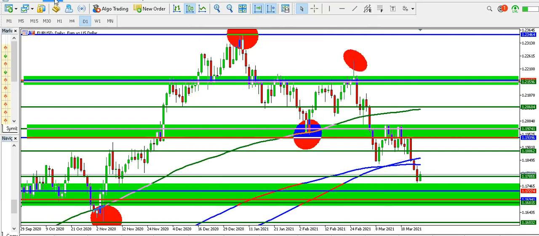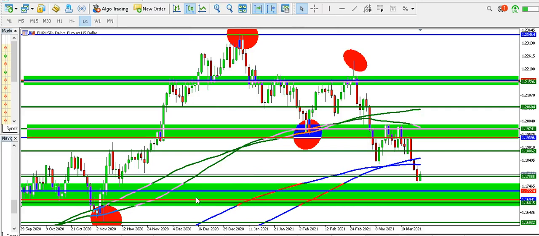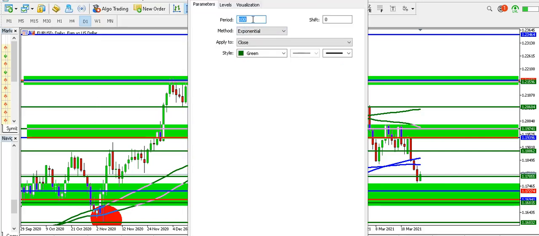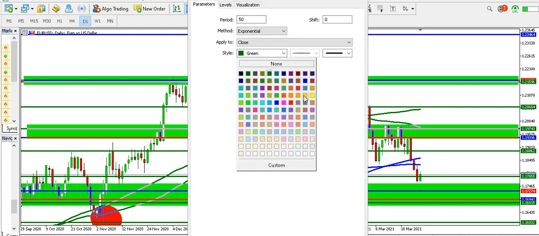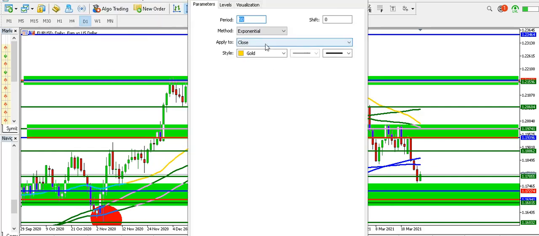I'm going to add 100 exponential. Then I'm going to add 50 simple moving average. Change the color to gold. We are going to add 50 exponential. Oh, the initial one was 50 exponential. Let me change this to simple.